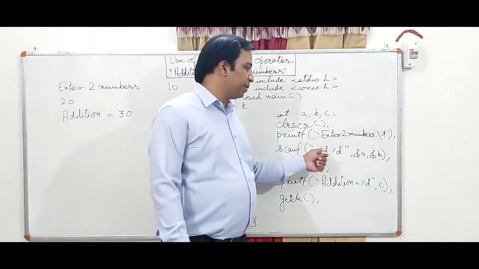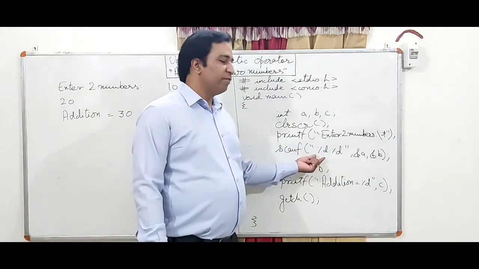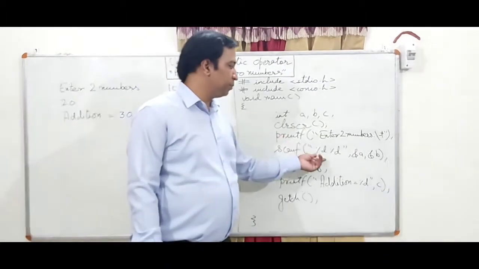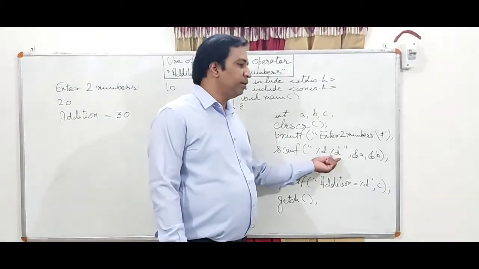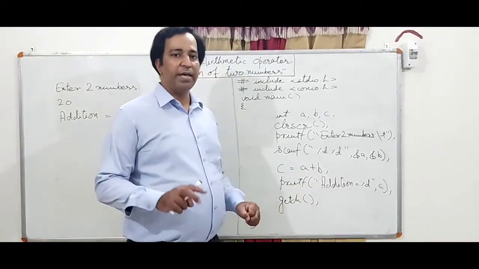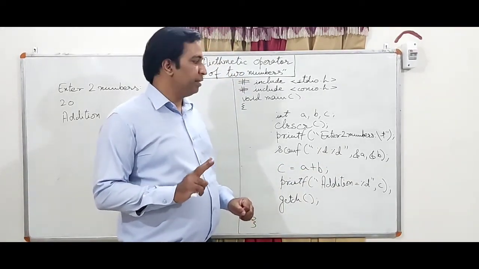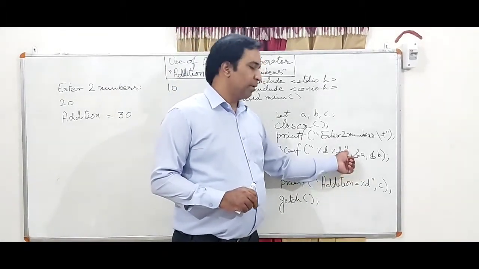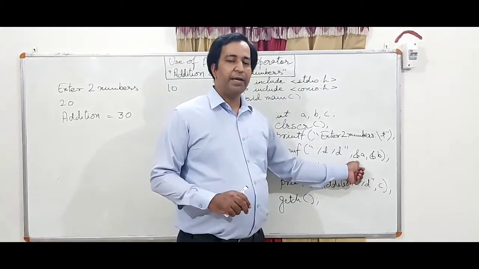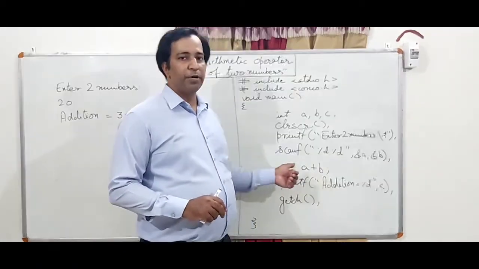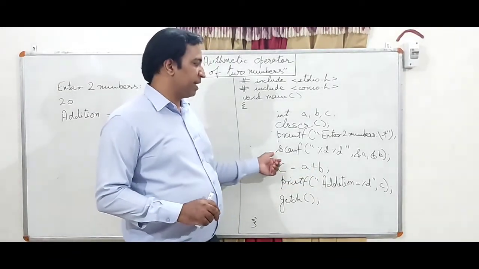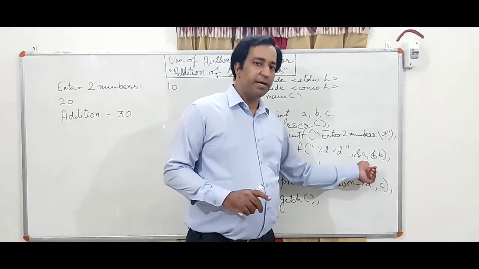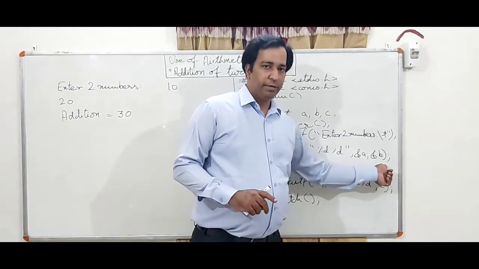Now within scanf double quotes, only conversion strings are used, right? Like the conversion string for integer is %d. So we have used %d 2 times because we wanted to take 2 inputs, right? Then double quotes close, comma, and &A. This is how it is to be written. This is the syntax of scanf, right? If you are taking in an integer, you need to write &A, comma, and &B, right?